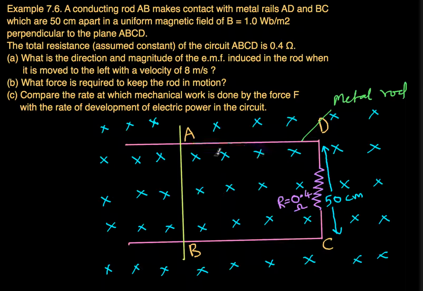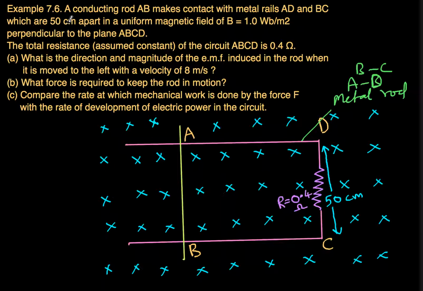AD is a metal rod, and BC is also a metal rod. AD and BC, two metal rods. On one side, they are connected by a 0.4 ohms resistance, that is DC, and on the other side, they are connected by a rod AB. That is the first sentence.